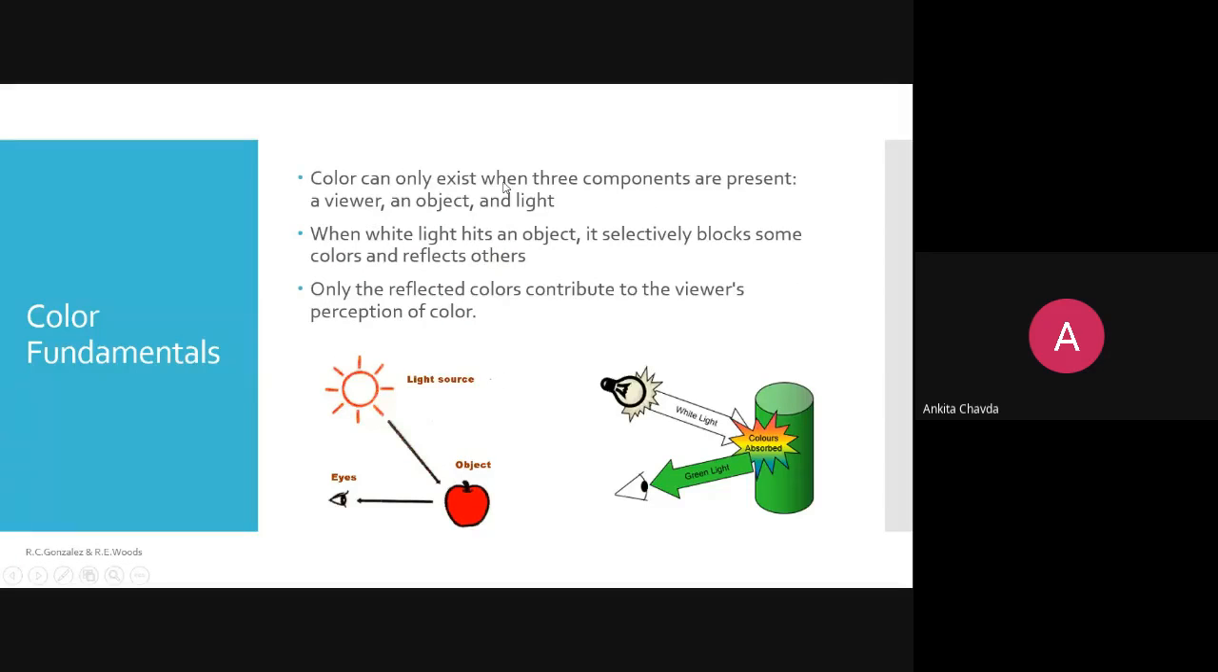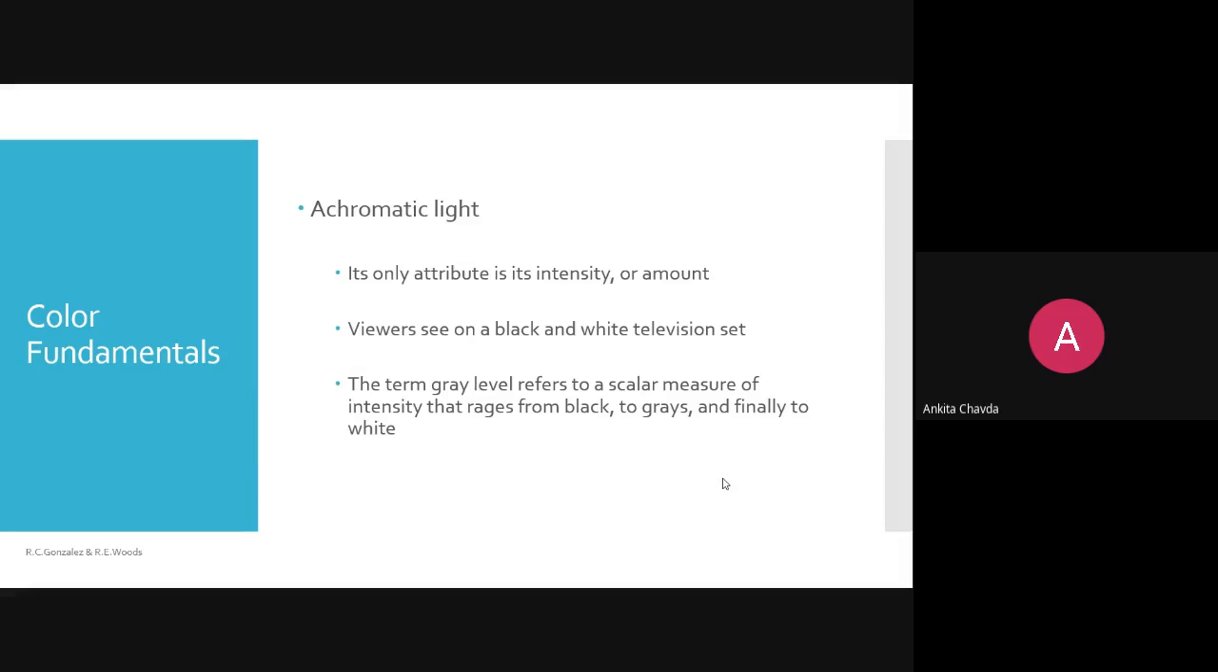Here the color can only exist when three components are present: viewer, object, and light. This is our viewer, meaning we can see the object, then the object and the light. When white light hits an object, it selectively blocks some colors and reflects the others. Only the reflected colors contribute to the viewer's perception of color. Absorbed colors we obviously cannot see, right?